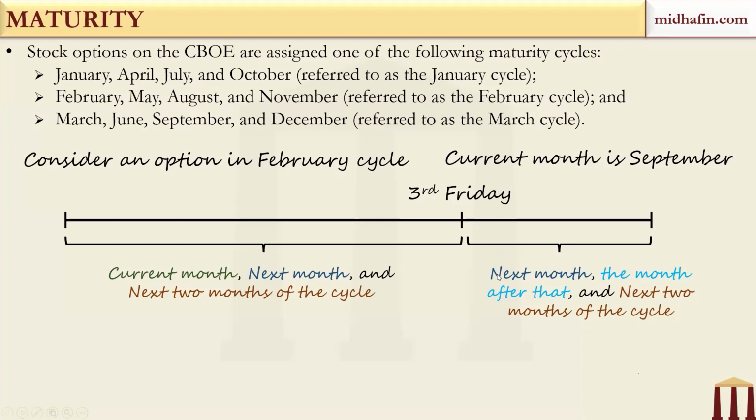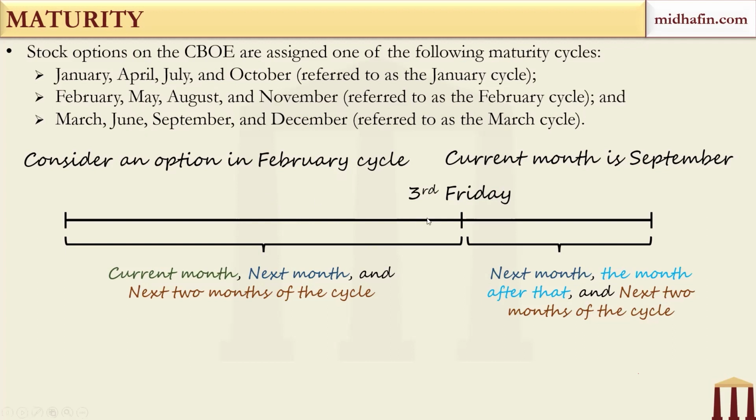Okay, so after third Friday, you will see options that are traded in the next month with maturities in the next month, the month after that. That is, if it is September, and let's say a date is there which is after the third Friday of September, you will see options which have maturities in October, the month after that is November, and the next 2 months of the cycle in which the option is. So in this example that I have taken here, the option is in February cycle.